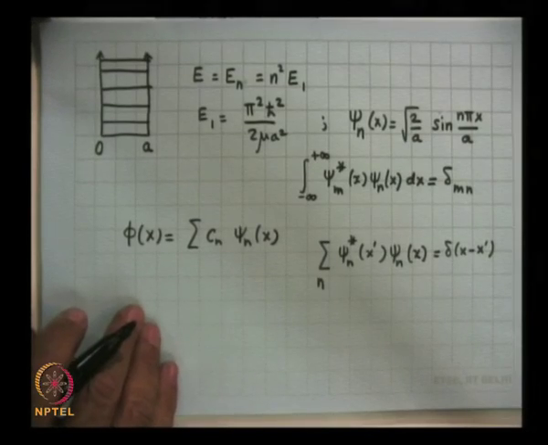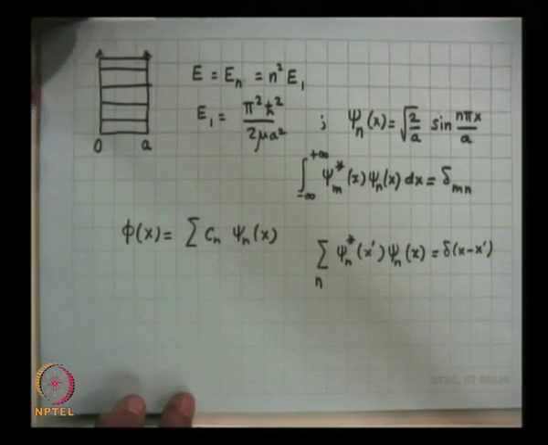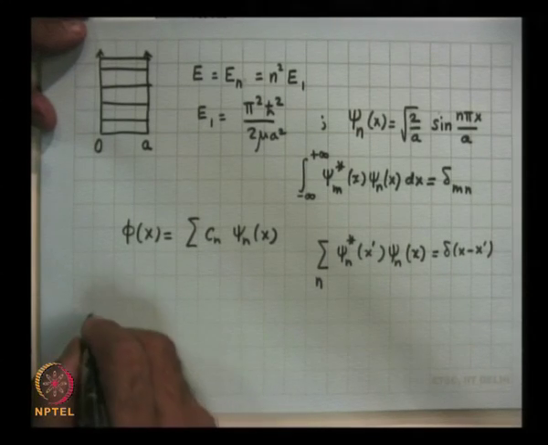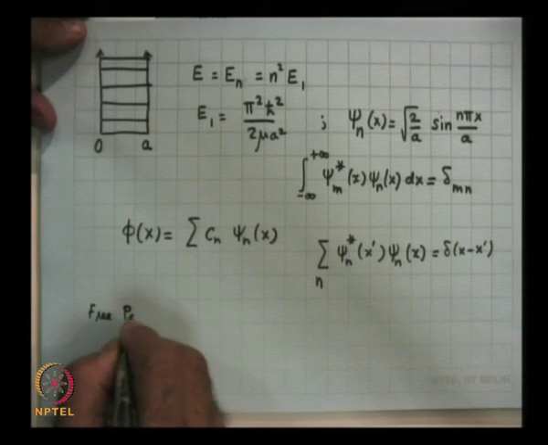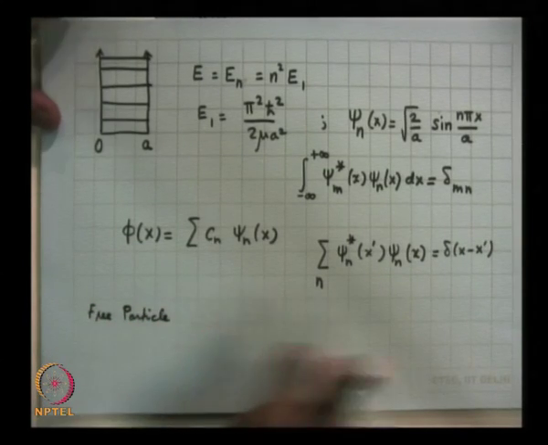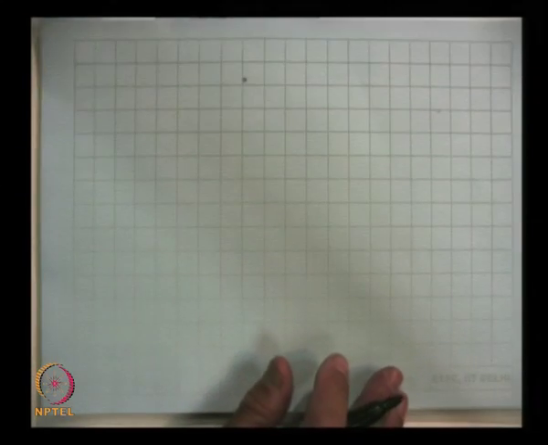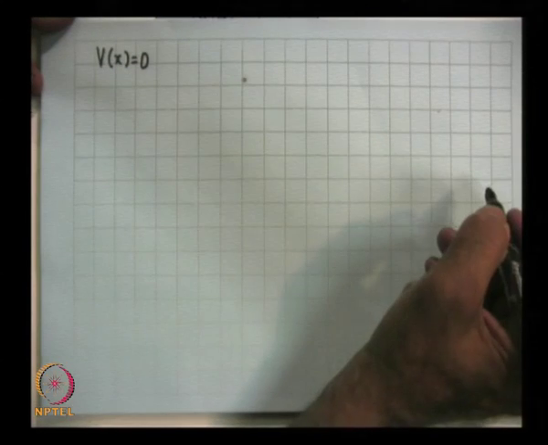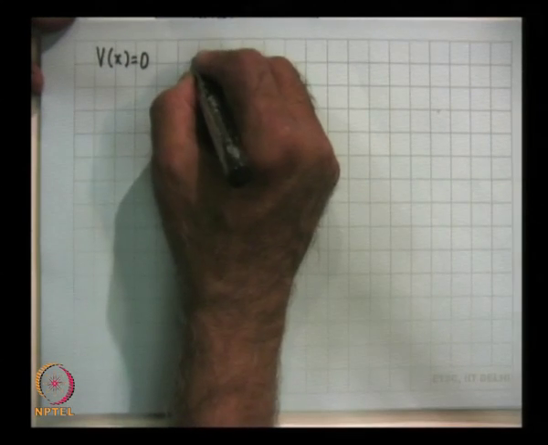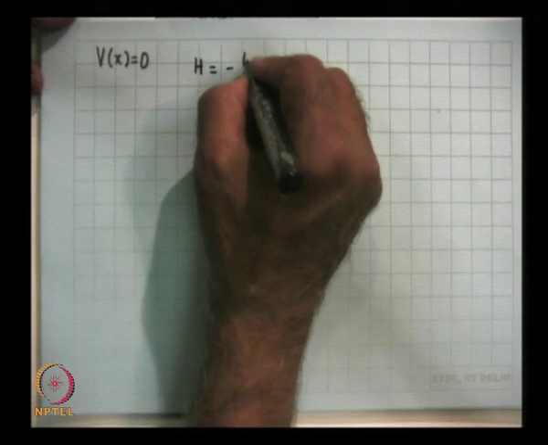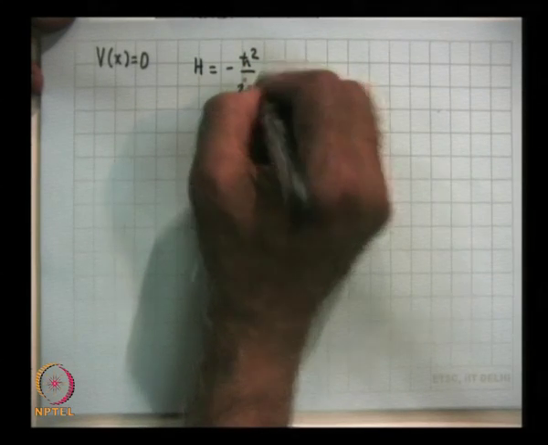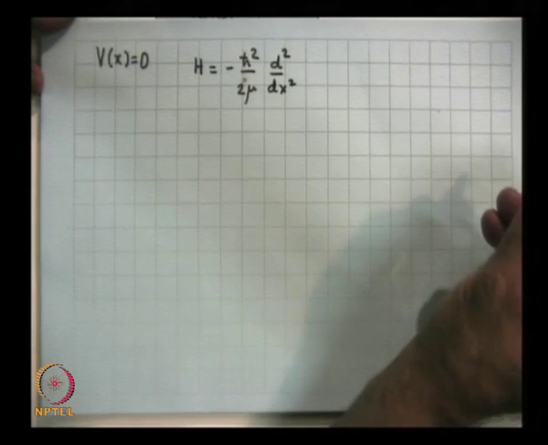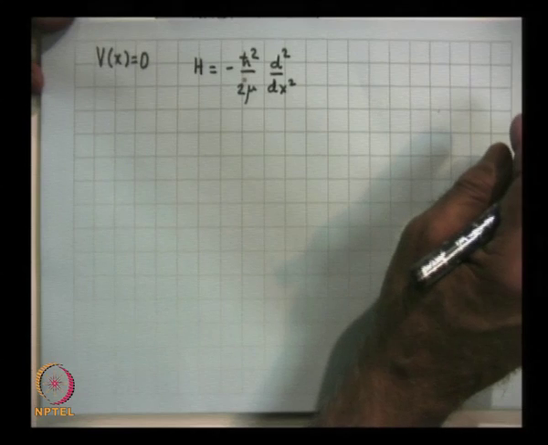Let me consider another problem. About 3-4 lectures back, I had discussed the free particle problem. Now, in the free particle problem, let me do it on another sheet, V of x is 0 everywhere. So, it is a free particle, and the Hamiltonian operator is equal to minus h cross square by 2 mu d2 by dx square plus V of x, but V of x is 0.